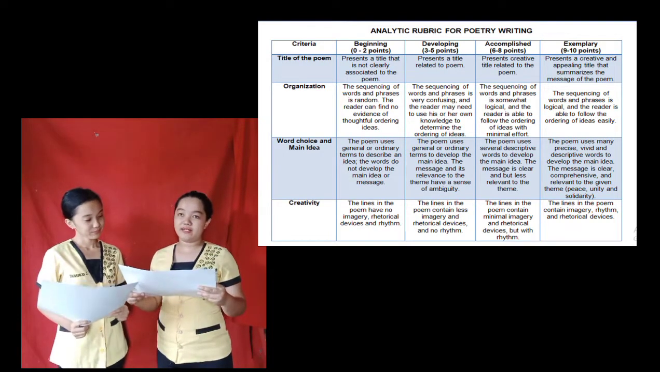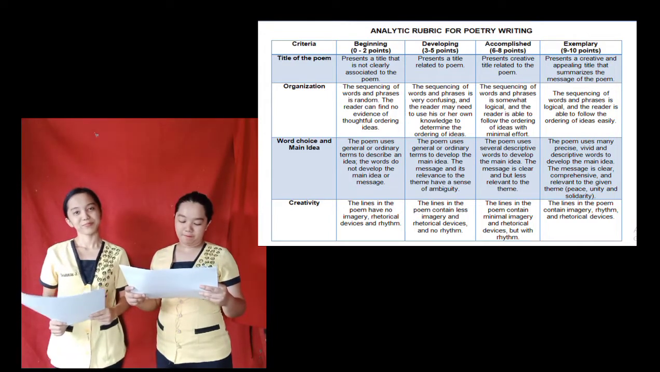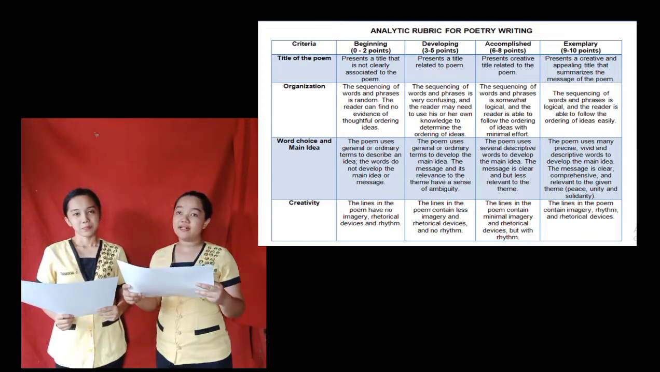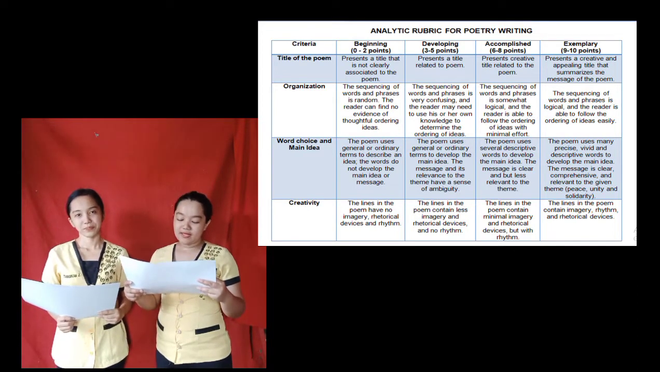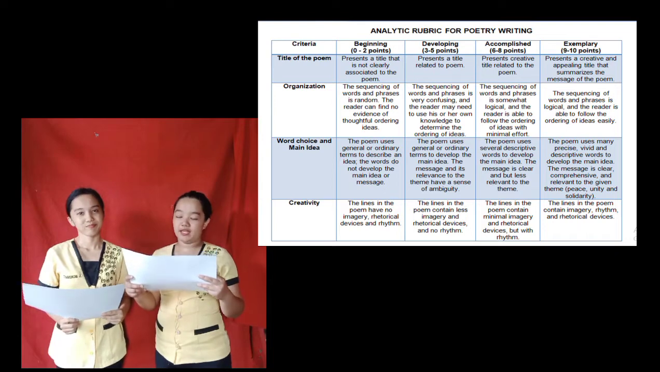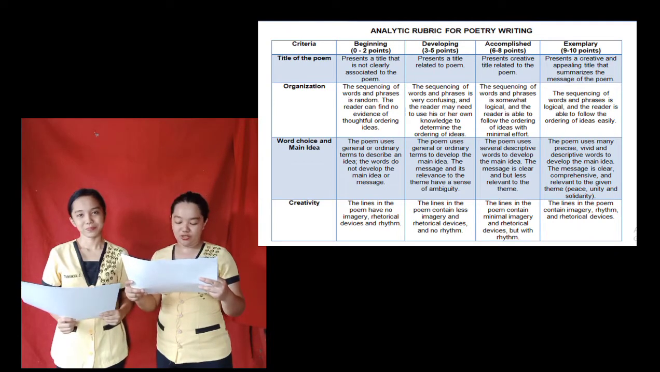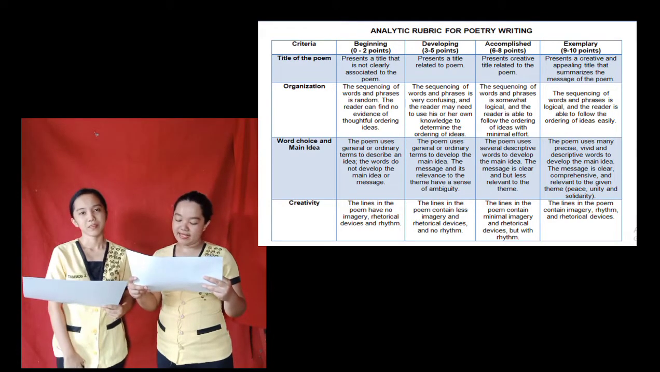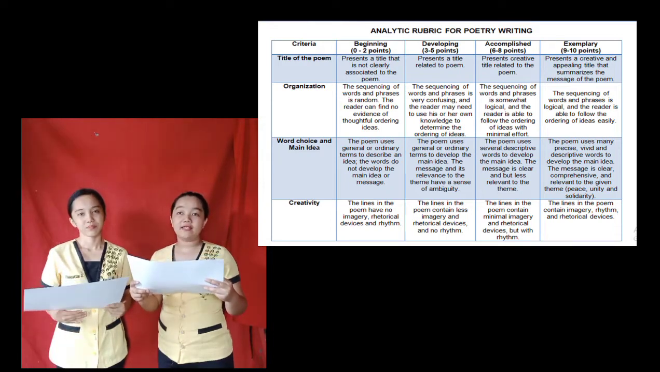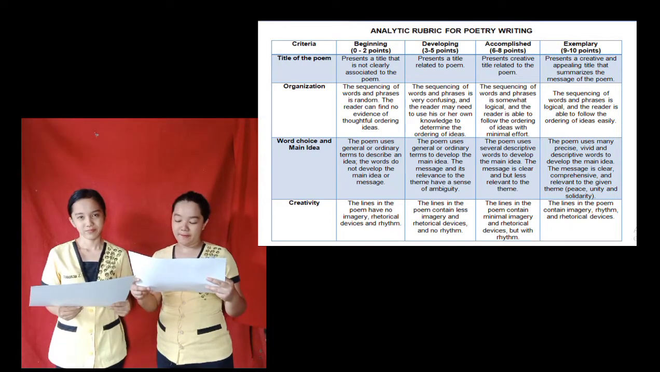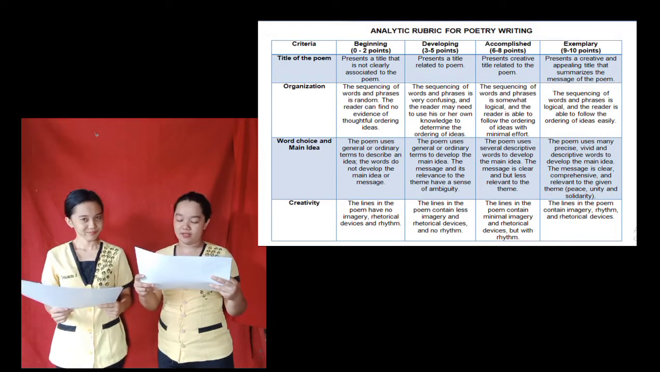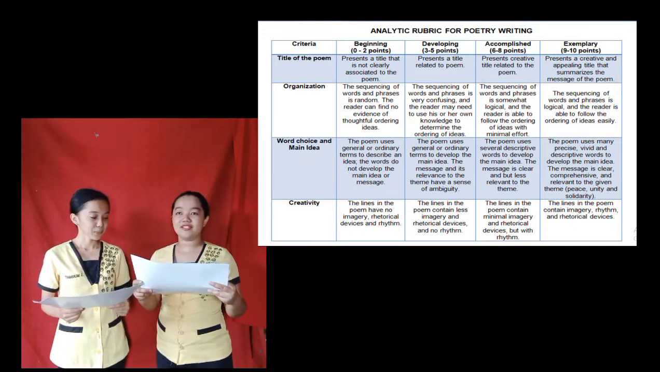The first criterion is title of the poem. For beginning, it presents a title that is not clearly associated to the poem. Second, for developing, its indicator is presents a title related to the poem. Third is for accomplished, its indicator is presents creative title related to the poem. And for exemplary, its indicator is presents a creative and appealing title that summarizes the message of the poem.